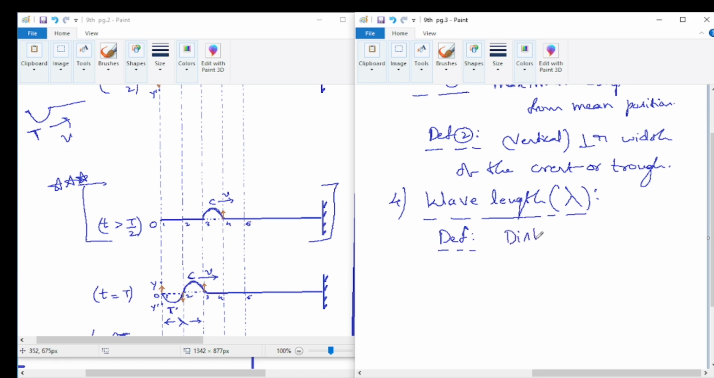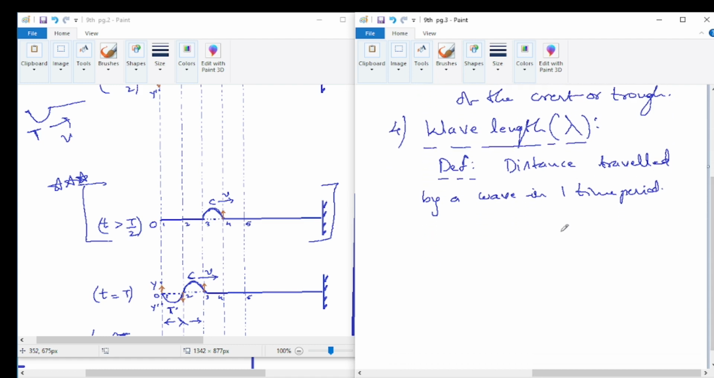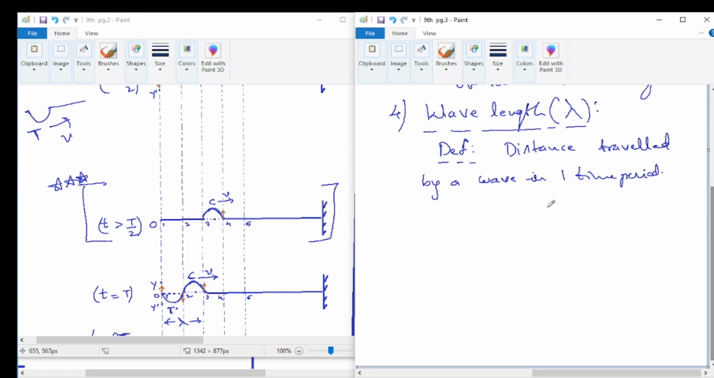Distance traveled by a wave in one time period. Time period T means T seconds. Usually time period is measured in seconds, as we have already seen, for example 10 seconds or 15 seconds. In general it is taken as capital T seconds. So in that one time period of T seconds, whatever distance the wave, the disturbance, travels is itself defined as wavelength. Just remember, this is a very, very powerful definition.